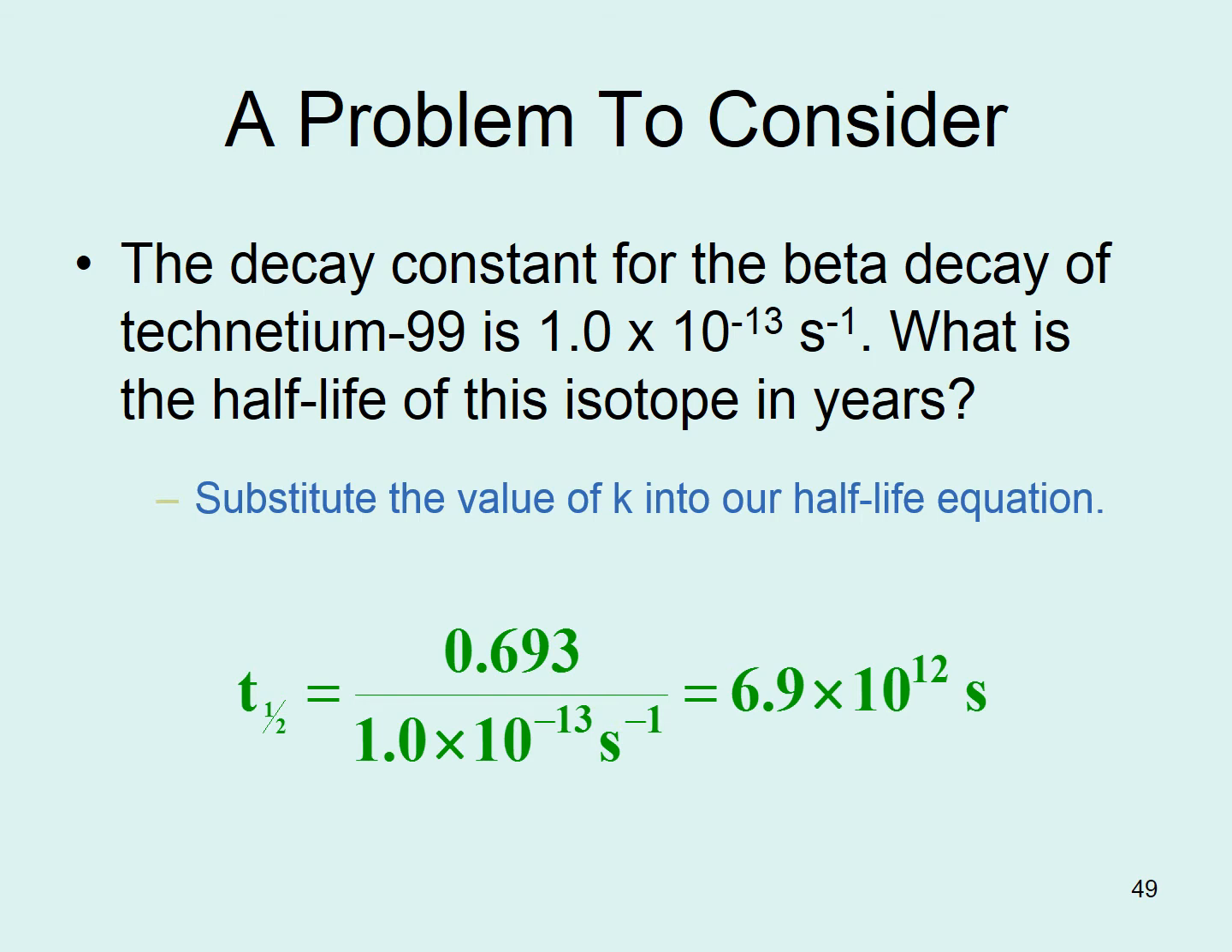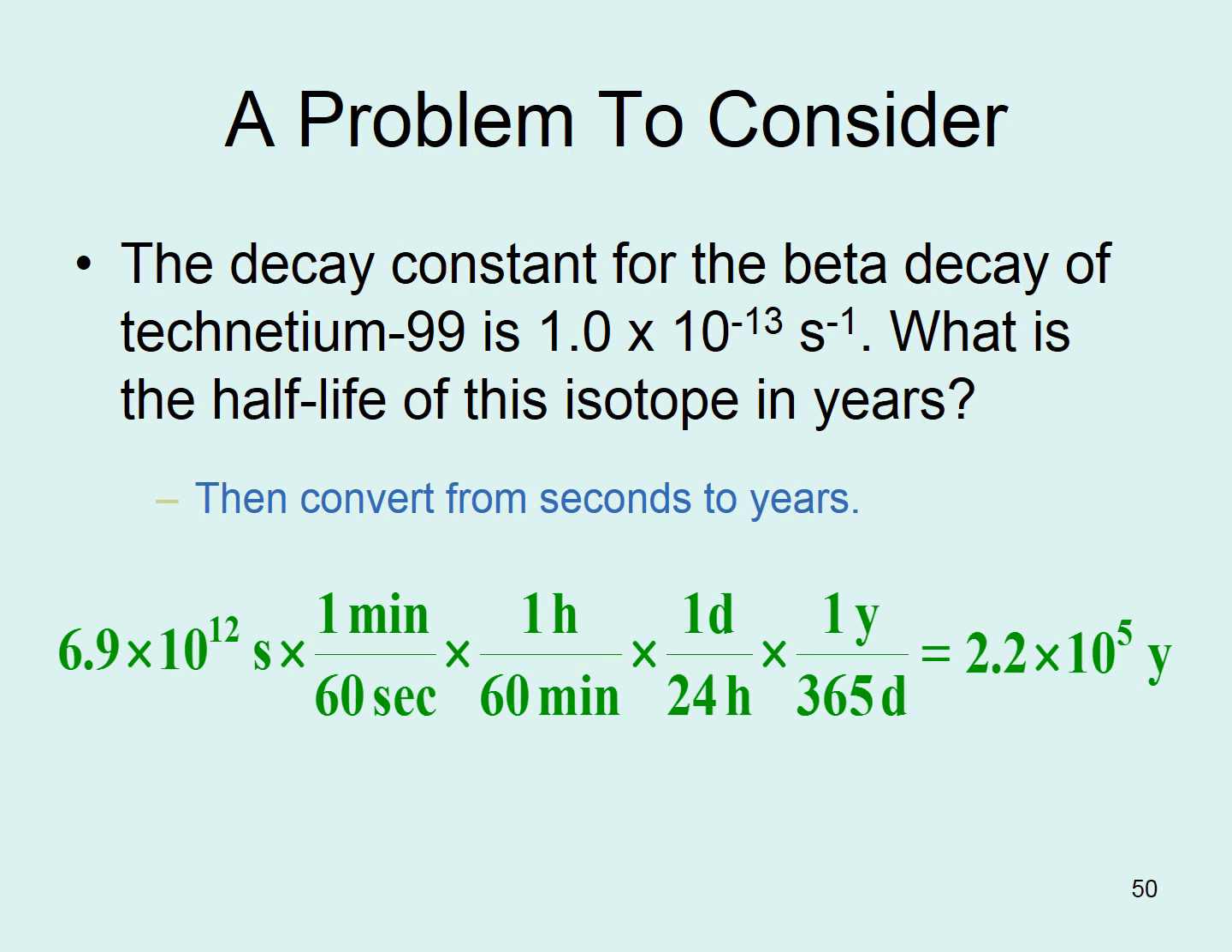This question asks for it in years, and so you just have to convert from seconds to years. And I did that to point out to you that you always want to make sure that your half-life and your k value are in the same units, or you have to convert them. So 6.9 × 10¹² seconds, you could divide by 60 seconds, 60 minutes in an hour, 24 hours in a day, 365 days in a year. And so the half-life of this isotope is 2.2 × 10⁵ years. So that's still pretty long.